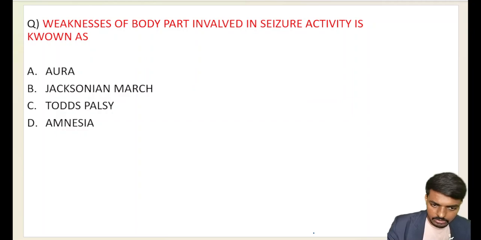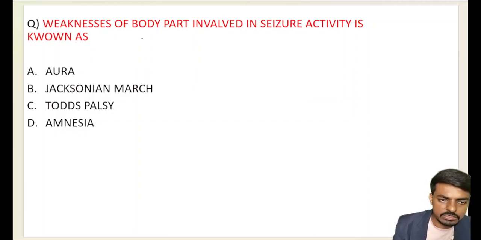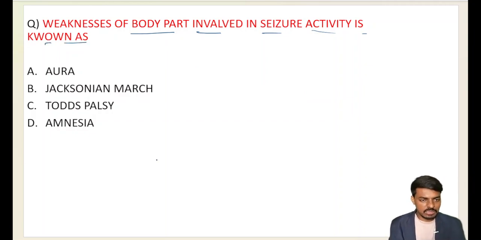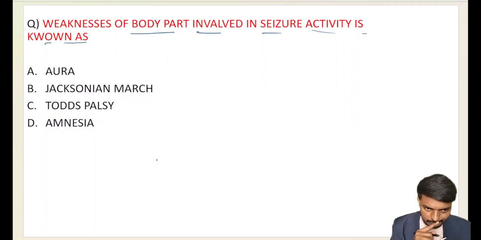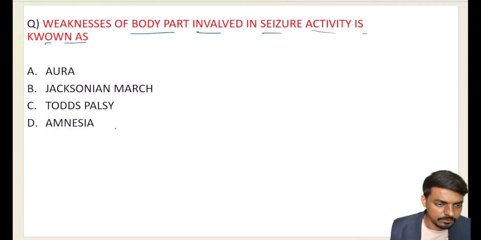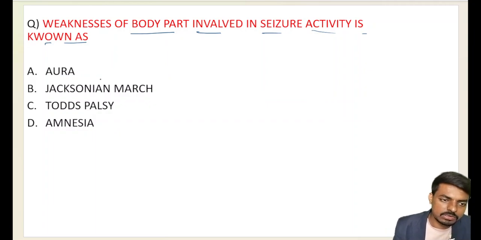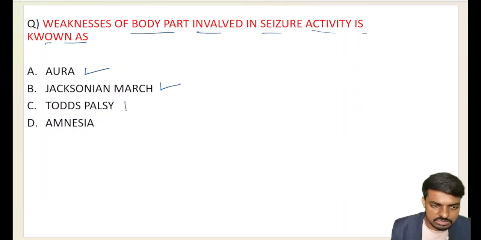Okay. Here is one question for you all. Please answer the question. Weakness of the body part involved in the seizure activity is known as... This is a part we studied in simple or focal seizures. So whether we will call this an aura, and what is an aura? Aura means a warning sign. Or do we call this Jacksonian march, or Todd's palsy, or amnesia?